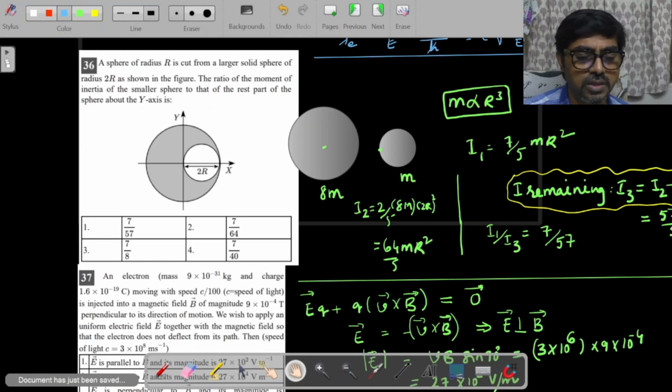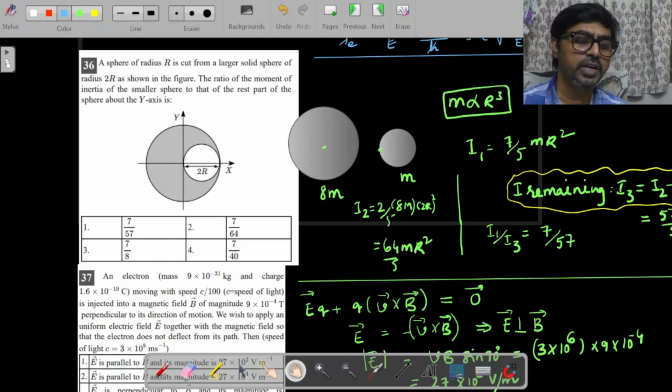Now let us go to the 36th question. A sphere of radius r is cut from a large solid sphere of radius 2r as shown in the figure. The ratio of the moments of inertia of the smaller sphere to that of the rest part of the sphere about the y axis would be, that is what they are asking. Okay, very good. So first let us take certain information here.